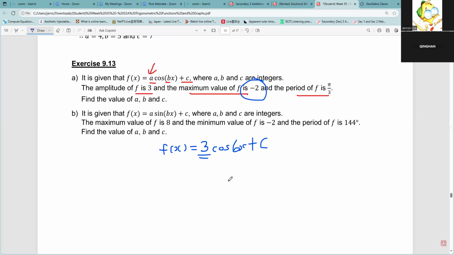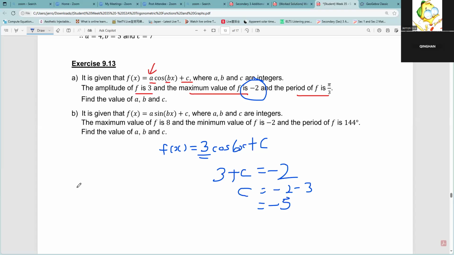Now remember, when you have a maximum value, it is actually going to be 3 plus c. Remember I told you, maximum value is actually your amplitude plus offset, right? So in this case, maximum value is 3 plus c, and 3 plus c is equivalent to -2. So of course, can we find what is actually our C? Obviously, we could, right? That will be -2 minus 3. That will be -5. Can you follow?